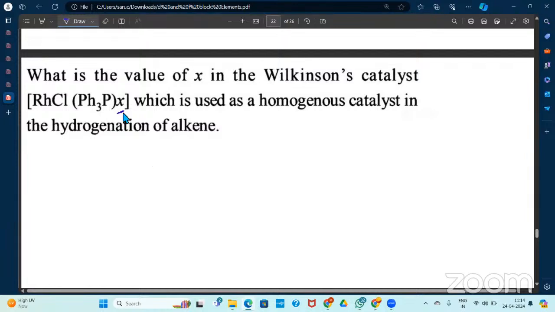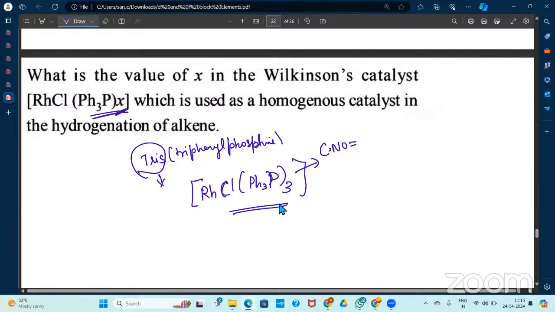It stands for PPh3. What is the coordination number in this complex? Four. Okay, 4. So therefore, the answer is going to be the X value.